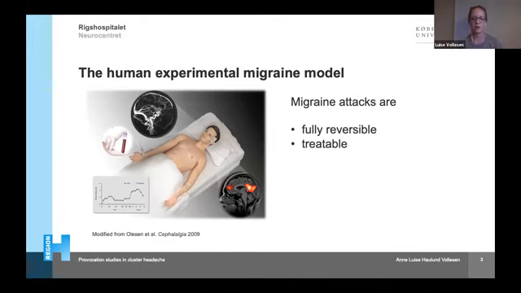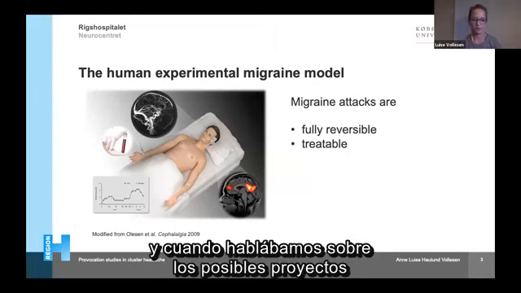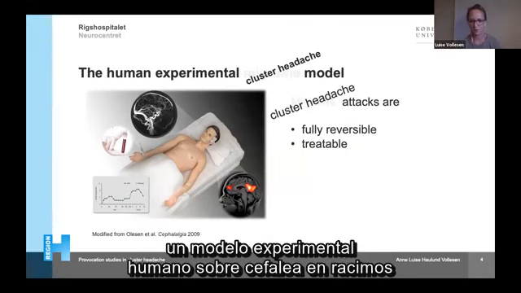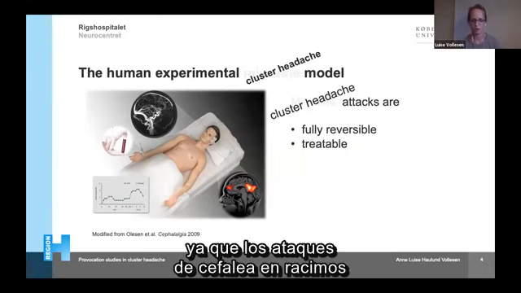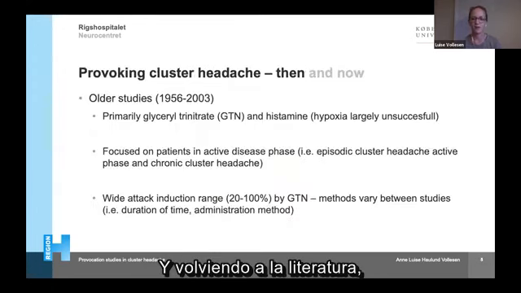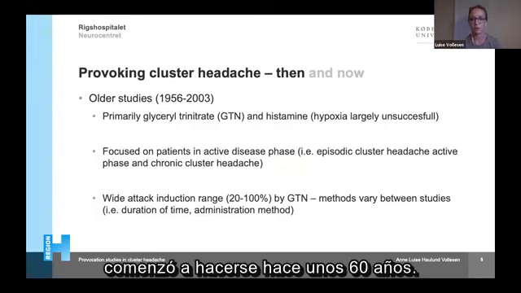So when I got into cluster headache, and when we were talking about what projects to do, we thought, well, why not do a human experimental cluster headache model, since cluster headache attacks too are fully reversible and treatable. And then going back into the literature, you find out that provoking cluster headache has actually been going on for over 60 years now.